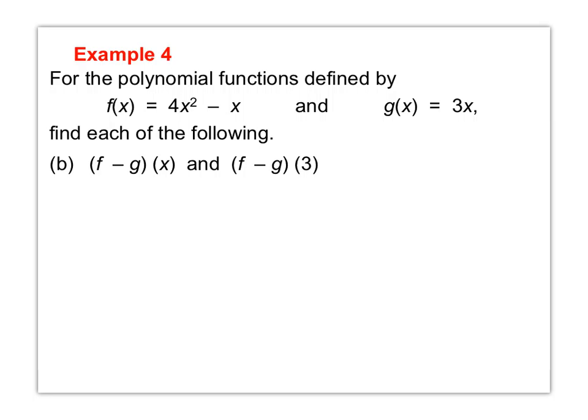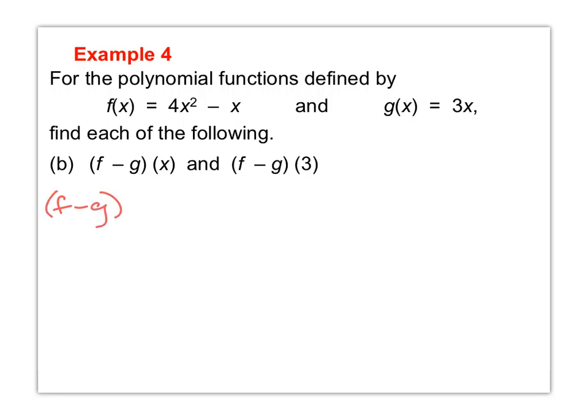For the polynomial functions defined by f of x equals 4x squared minus x and g of x equals 3x, we want to find each of the following. Let's find f minus g of x and f minus g of 3. Here we're going to have two parts to our answer. We have f minus g of x, first of all.